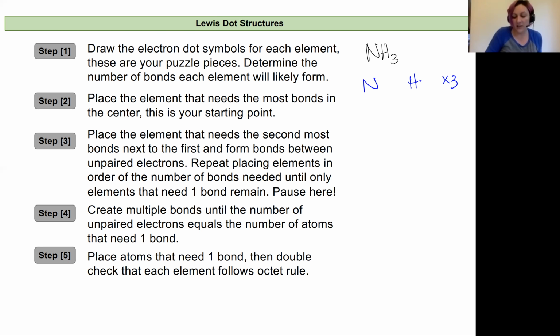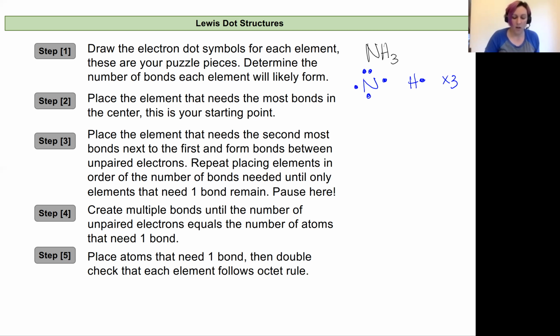Hydrogen has 1 valence electron, so I'm just going to put 1 electron with it. My electron dot symbol for nitrogen needs to have 5 valence electrons because it is in the 5th group of the main group elements. So it's going to have 1, 2, 3, 4, 5.